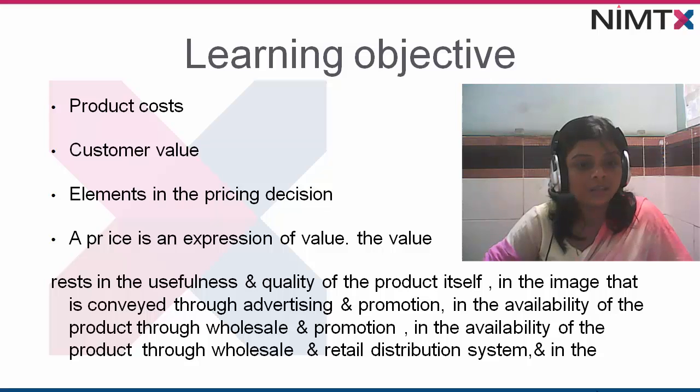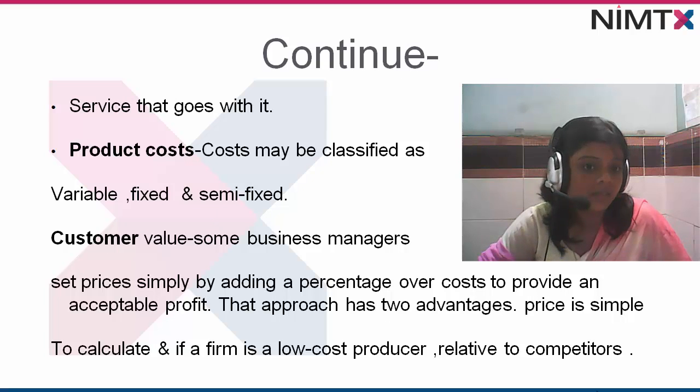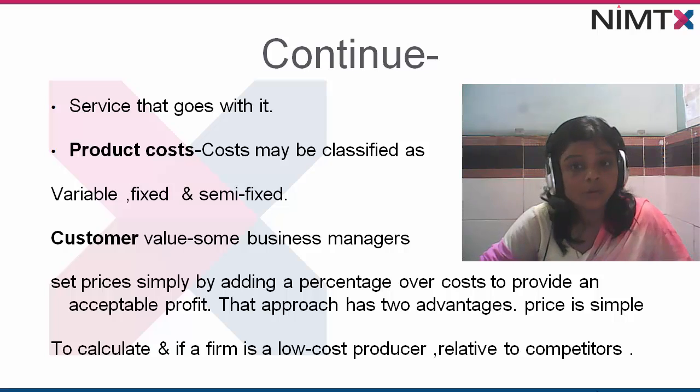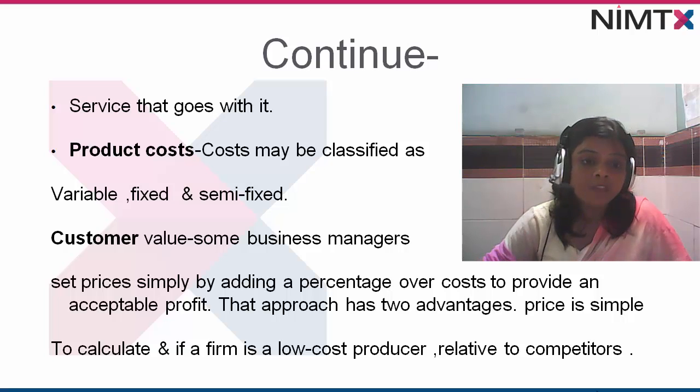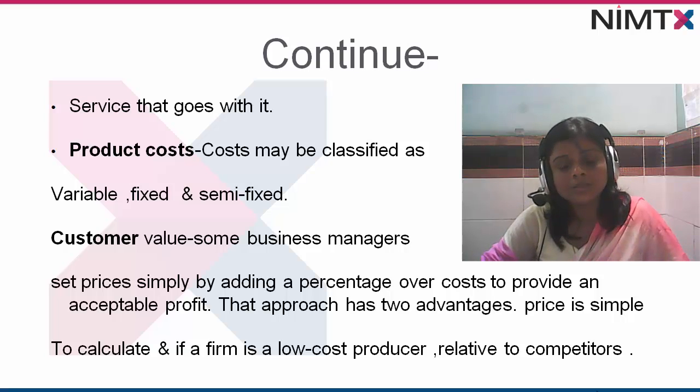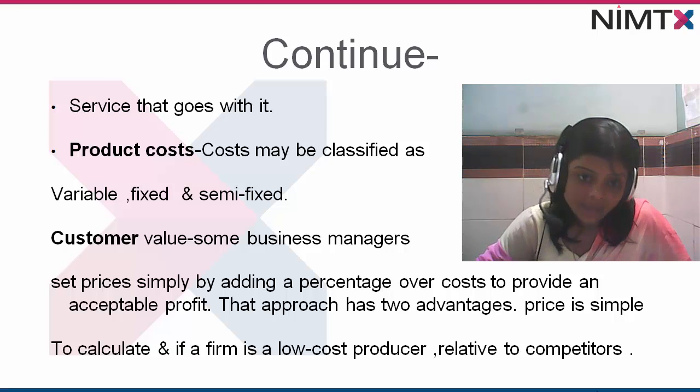In the image that is conveyed through advertising and promotion, in the availability of the product through wholesale and retail distribution systems, and the service that goes with it. Like, you can take the example of an e-commerce portal. If you are choosing an e-commerce portal, the transaction cost will always be less. So according to which type of services you are going to provide to your customers, to your buyers, your product price will be decided.